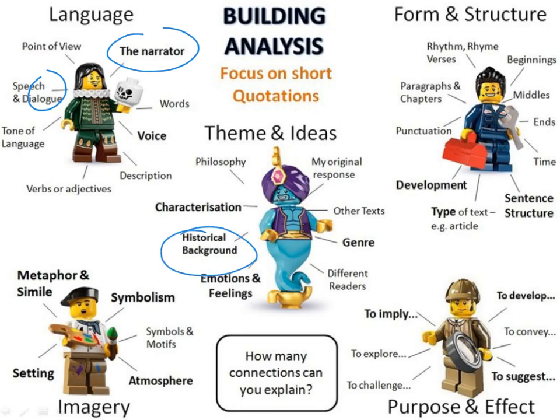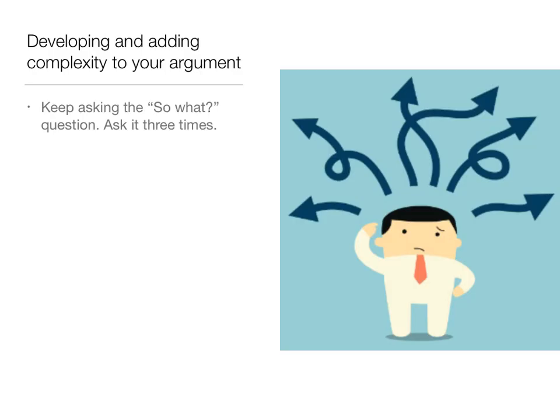So one way to add complexity to your thesis is to not just focus on one element or device, but to analyze two or more and think about how they develop the same theme. Another way to add complexity to your argument is to keep asking the so what question. Right, so that so what question is, why does this matter? Why should I care? And you want to ask that 3 times. So I'm going to walk you through a quick example.